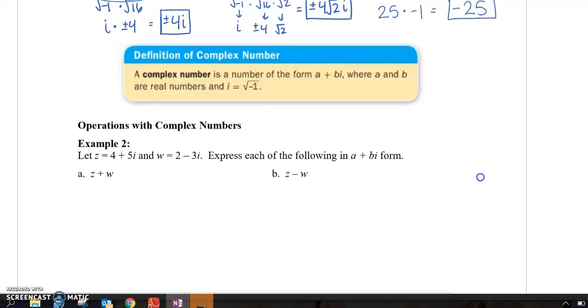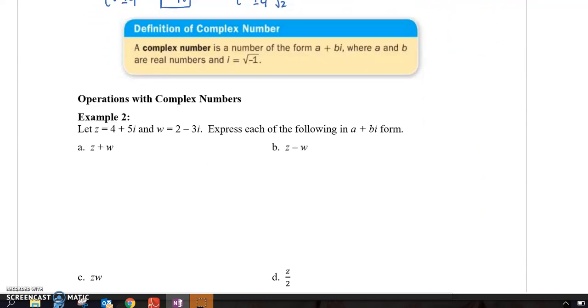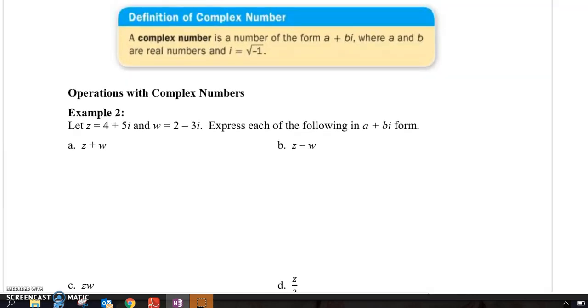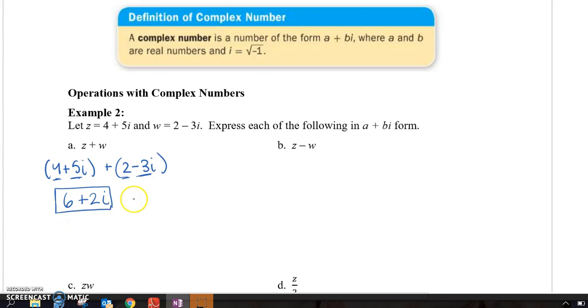So there are different operations we can do. If we have z equaling 4 plus 5i and w equaling 2 minus 3i, we'll simplify these. So first of all, z plus w. If we do z plus w, we'll have 4 plus 5i plus 2 minus 3i. So 4 plus 2 is going to be 6. 5i plus negative 3i is going to be 2i. So our final answer is 6 plus 2i, because generally the i part comes second.